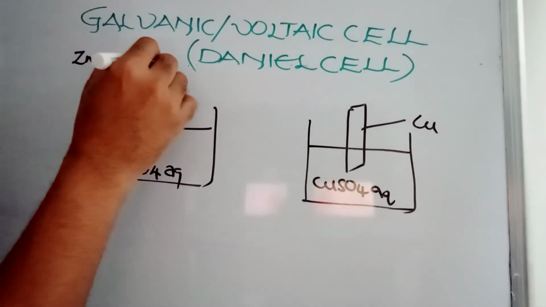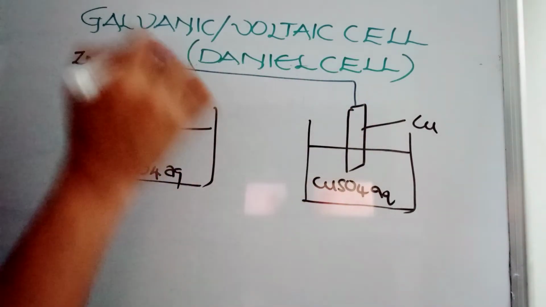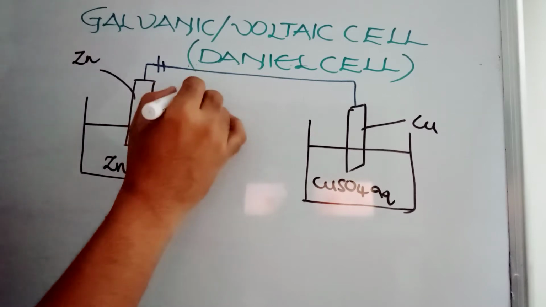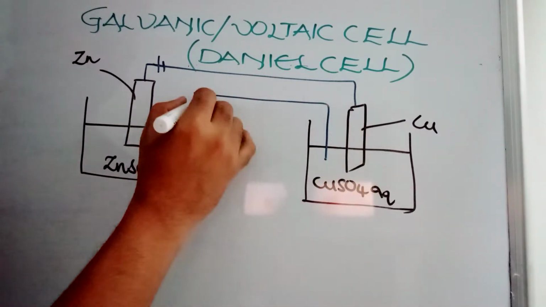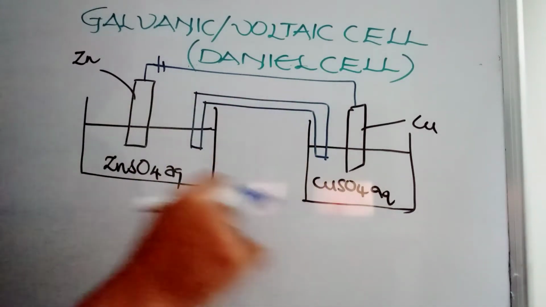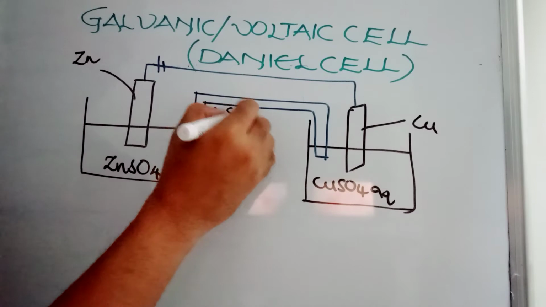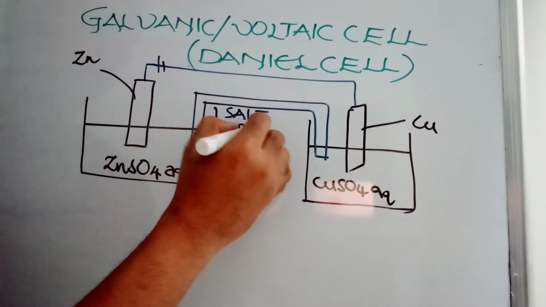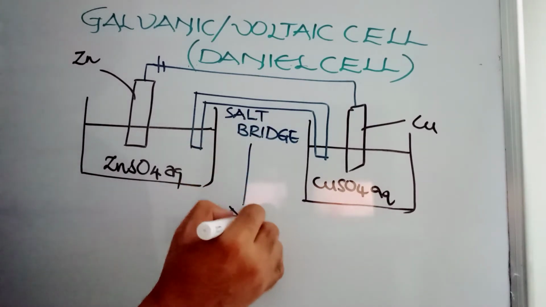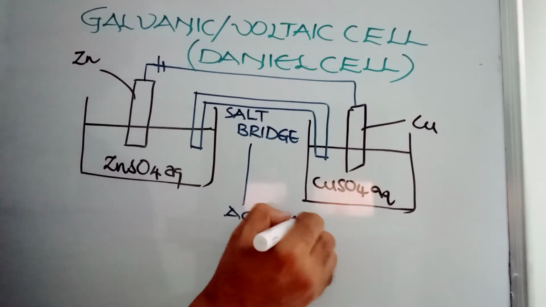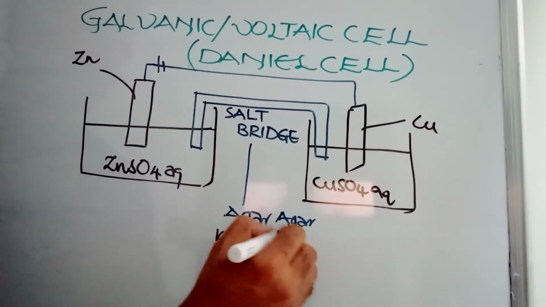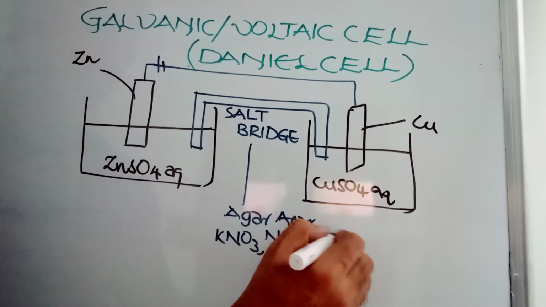Okay, they are connected as you connect in your physics. Okay, connected, and these two are connected by an inverted U shape. This is a U shape, which we call a salt bridge. Salt bridge is generally made up of agar-agar gel with salts like potassium nitrate, ammonium chloride, potassium chloride.